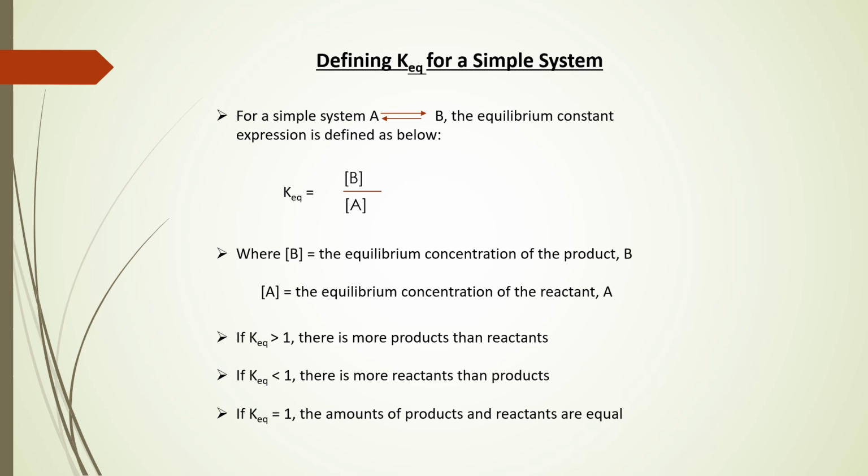Defining KEQ for a simple system. For a simple system where A is a reactant and B is a product, the equilibrium constant expression is defined as below. KEQ is equal to the equilibrium concentration of the product B divided by the equilibrium concentration of the reactant A. If KEQ is greater than 1, there are more products than reactants. If KEQ is less than 1, there are more reactants than products. If KEQ is equal to 1, the amounts of products and reactants are equal.